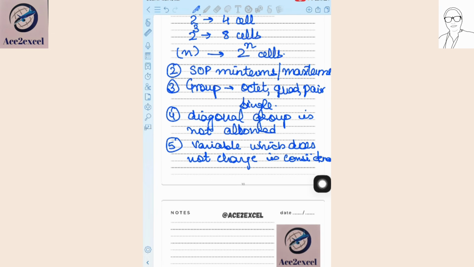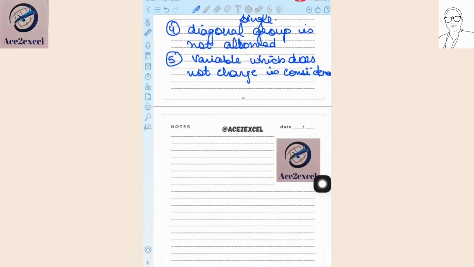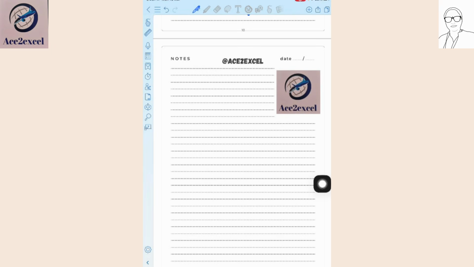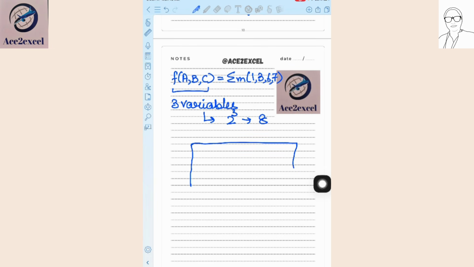Right. Now, let's start with a small K-map example. Let us have an expression f of a, b, c is equal to summation m 1, 3, 6, 7. When we are talking about 3 variables, the cell size of K-map is 2 raised to power 3, 8 cells. Now, 8 cells, let us first make the K-map plot.